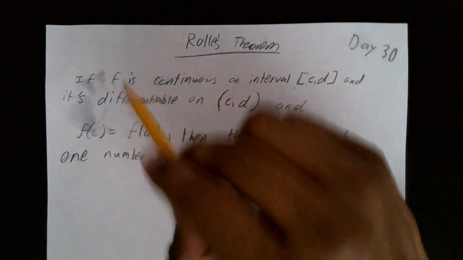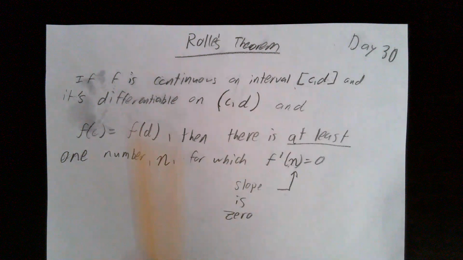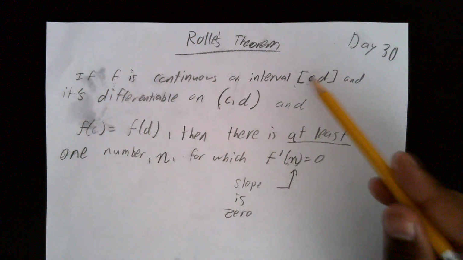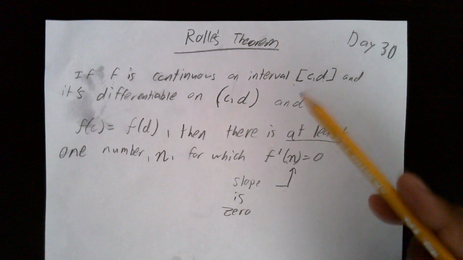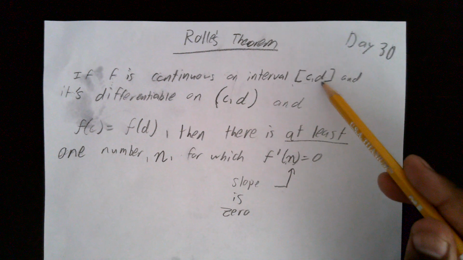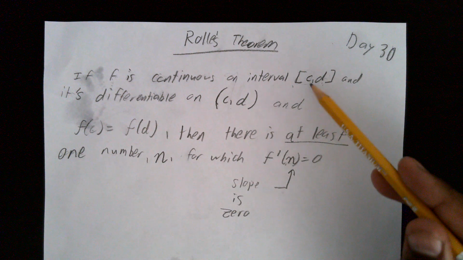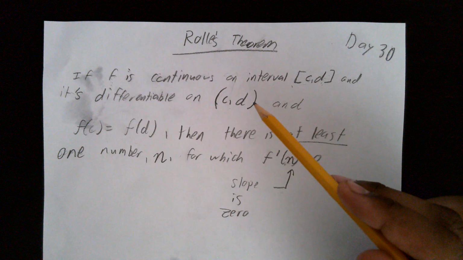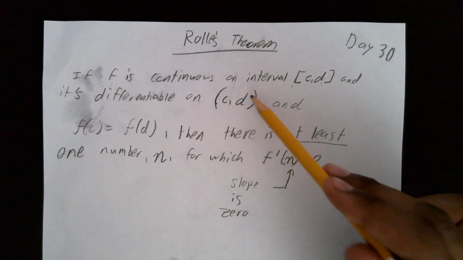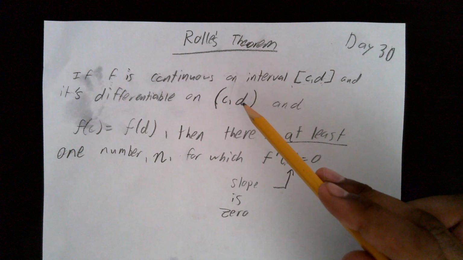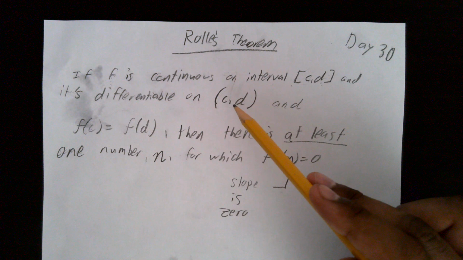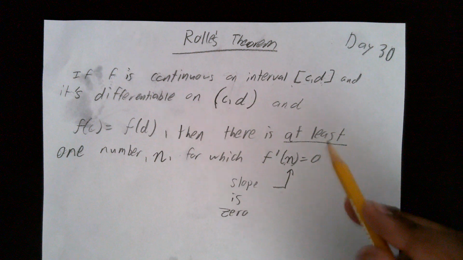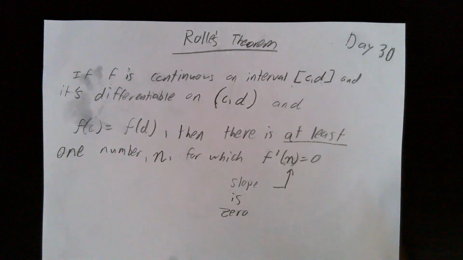So, before we read out this theorem, let's just see what some of these things mean. f right here is a function, and square bracket c, d means that c and d are included in this interval, along with everything in between c and d. In contrast, parentheses c, d would mean that c and d are not included. However, all the points in between c and d are included. So let's read out this theorem, and then we'll hopefully get a more intuitive understanding of it afterwards.